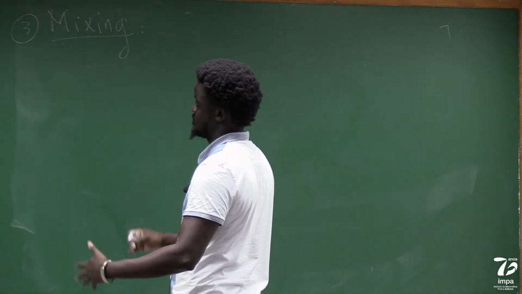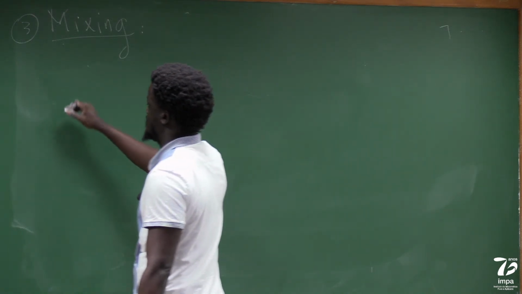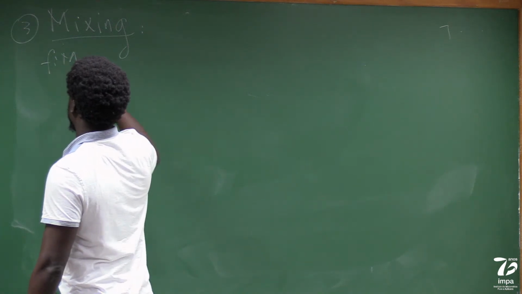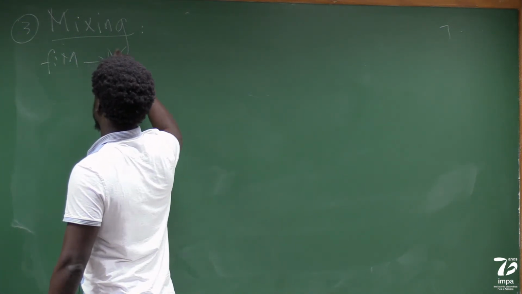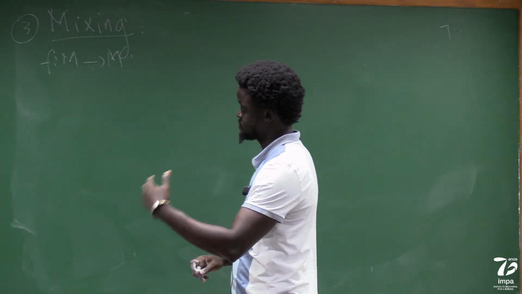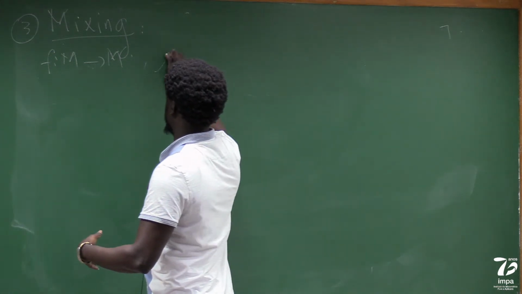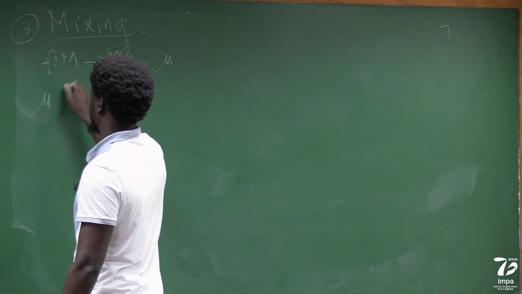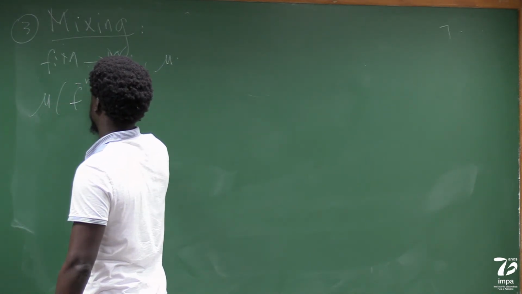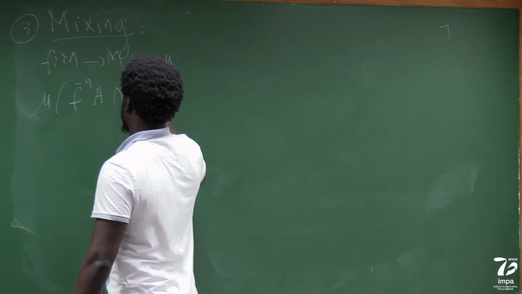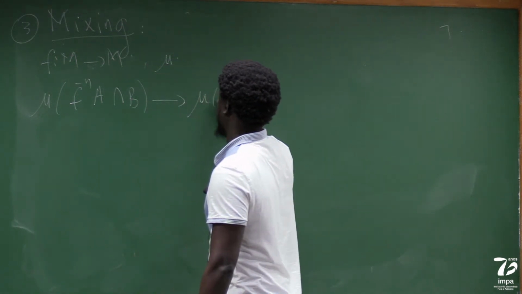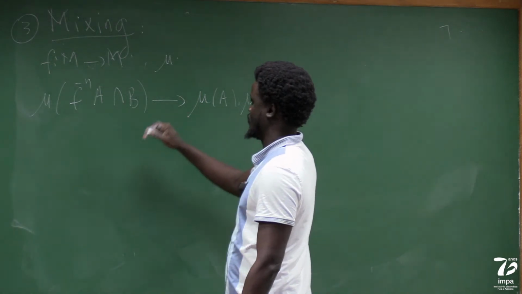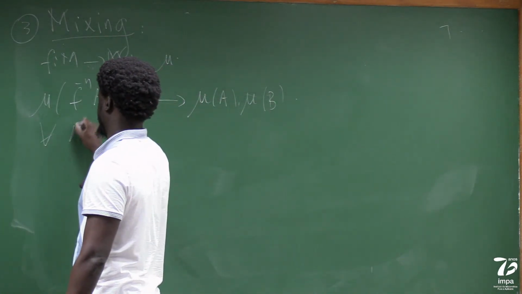It's a property that most chaotic systems have. If you have a dynamical system and a measure mu, a Borel measure, then mixing means that mu of f to the minus n of A intersect B converges to mu of A times mu of B, for all A, B measurable.